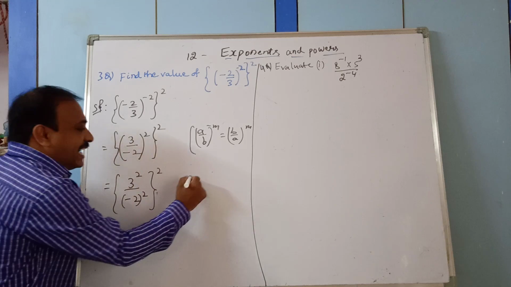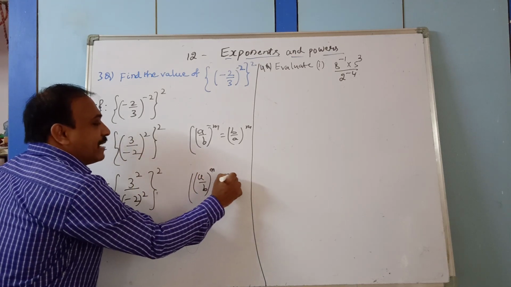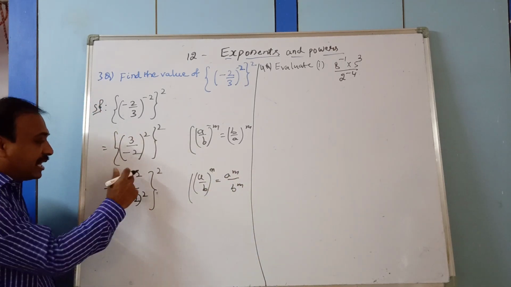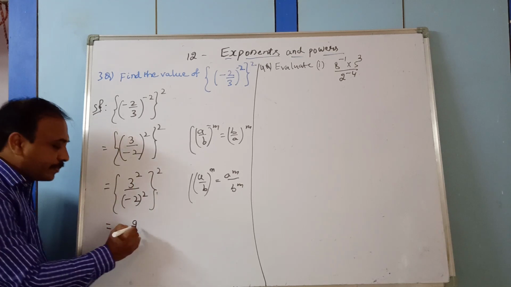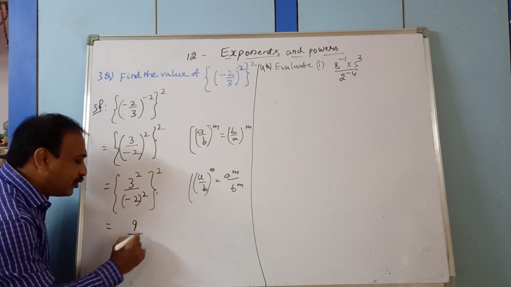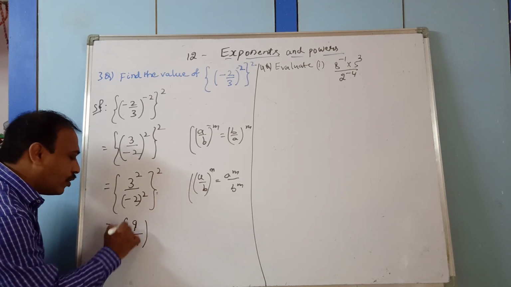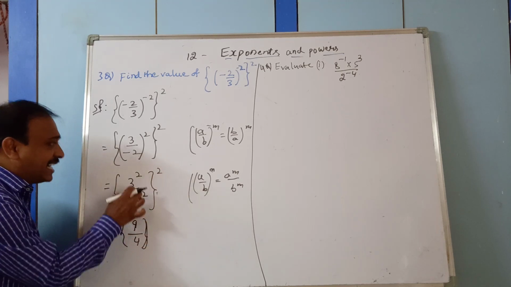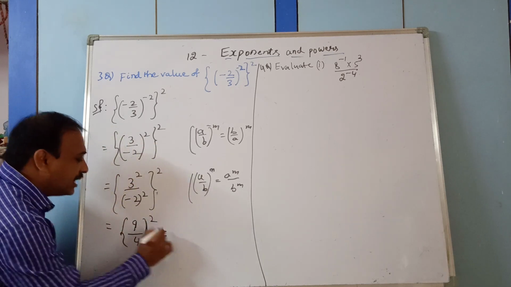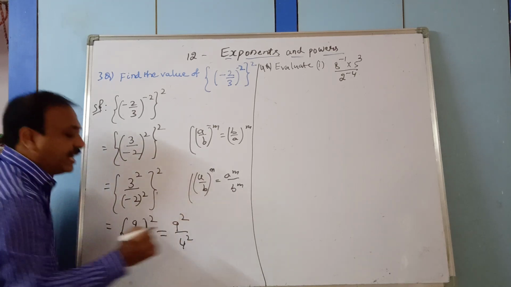What I separated: actually we have (a by b) whole to the power m, which can be written as a power m by b power m. 3 square is 9, 3 into 3 is 9, by minus 2 into minus 2, minus into minus is plus, 2 2s are 4. So 9 by 4 whole square. This bracket is over. Now outside one more is there, which is equal to 9 square, and this can be written as 9 power 2 by 4 to the power 2.